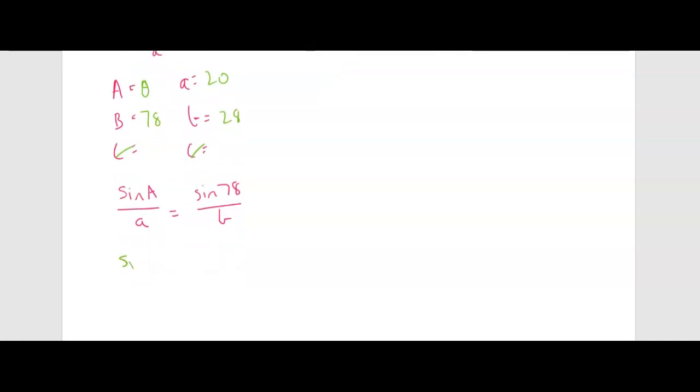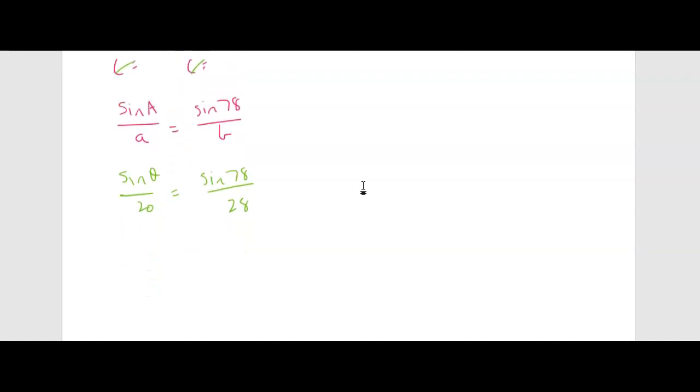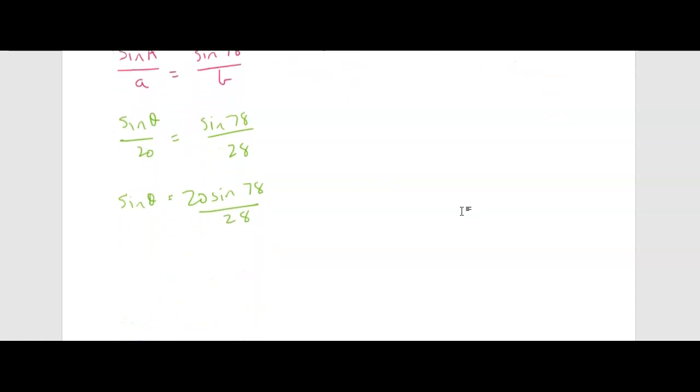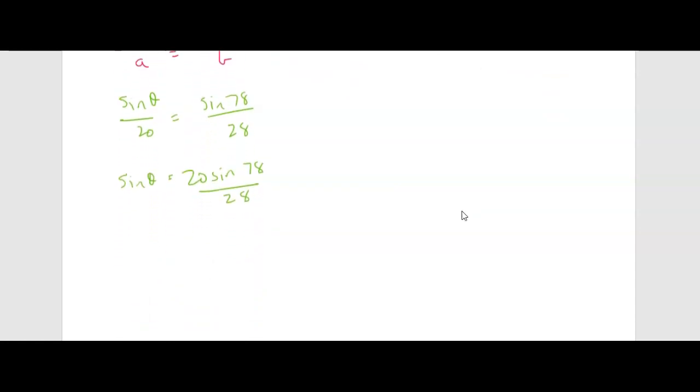Okay, so sine theta over little a, which is 20, equals sine, I already put the angle in, didn't mean to do that, 28. I should have written B there, but it's all good. I'm sure you understood what I did. All right, so we've got sine theta equals 20 sine 78 over 28. Just going to make sure I've written that down correctly. Cool. All right, now we want theta by itself.